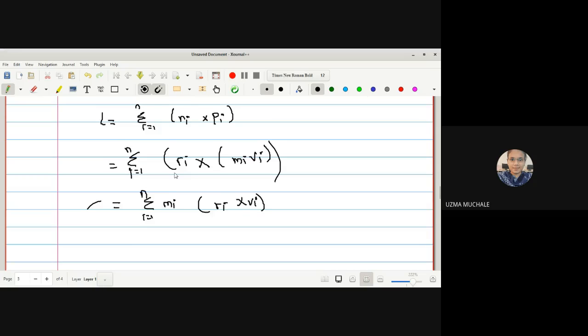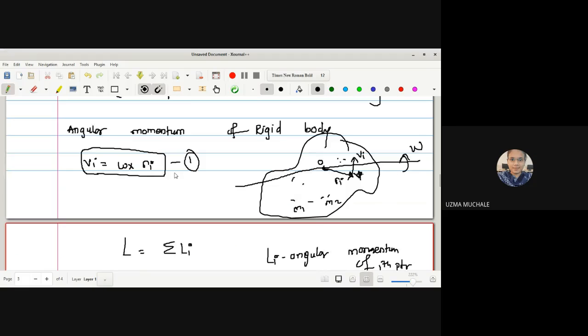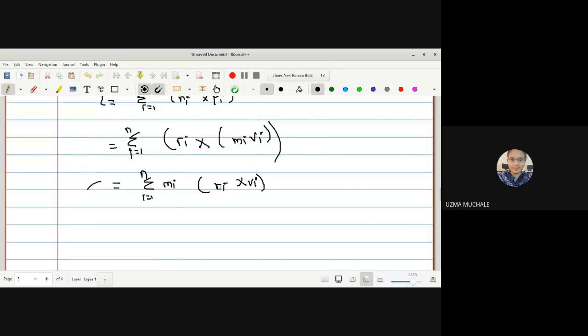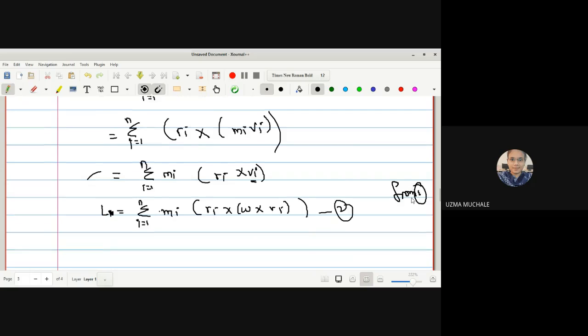Now we have to use equation 1. What is our equation 1? That is the relation between linear velocity and angular velocity, which we can write here: W cross Ri. Instead of this Vi, I can write W cross Ri. This is what L is equal to. This is the total angular momentum, which is the sum of the angular momentum of each and every particle: Ri cross W cross Ri. This is equation 2, and we have written it from equation 1.